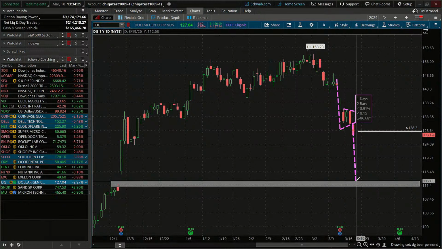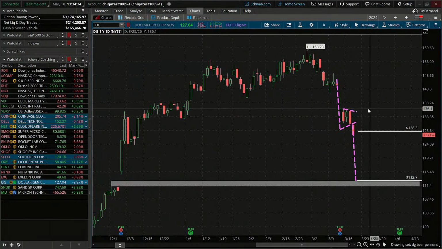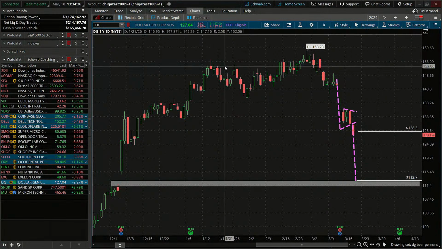So I'm going to kind of draw this as well to the downside there of where that target may be. So right around 112.70 may be that target to the downside there. Okay.